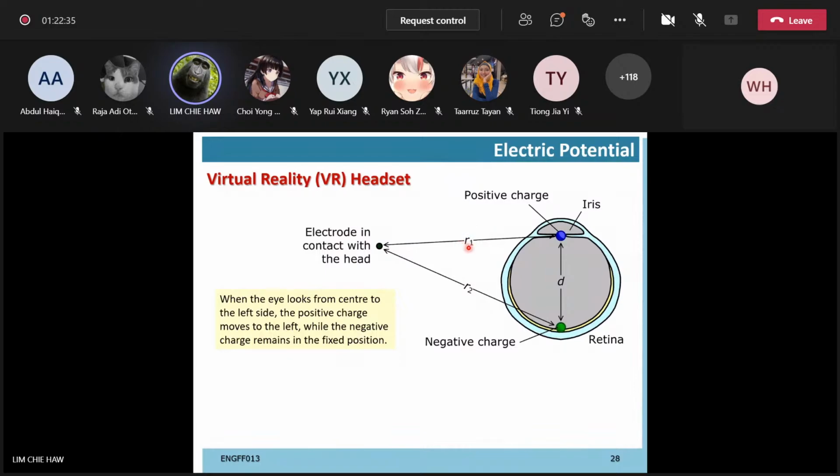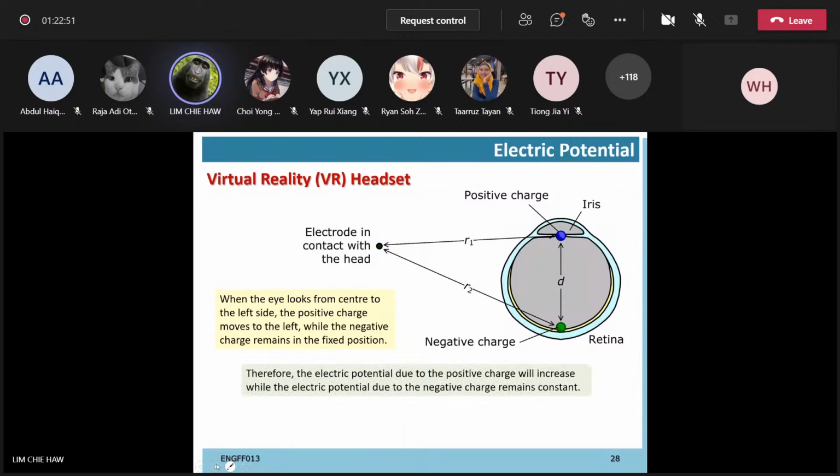The distance R1 will be reduced. If the distance R1 is reduced, it means that the potential actually increases. Am I right? Then the electrode will detect the changes of the electric potential. So the electric potential due to the positive charge will increase, while the electric potential due to the negative charge remains constant. And of course, this electrode will be connected to the computer, right?